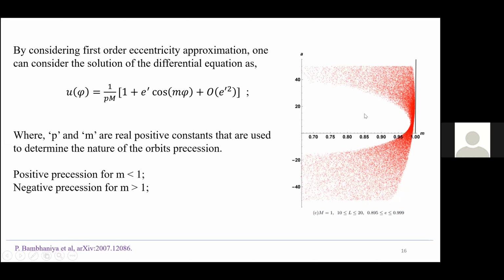You can see here in this figure that negative precession is not possible in the curved spacetime, as it does not exceed the value of small m greater than 1.